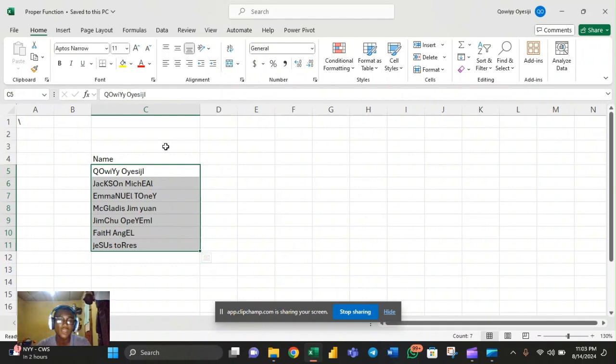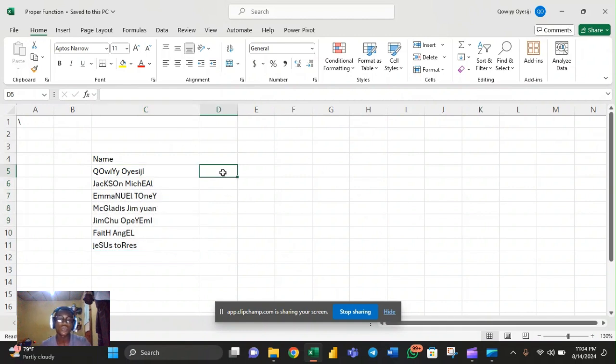A proper noun is the type of noun whose first letter is capitalized, just like our name. We have proper nouns, yes, which was our name. And what happens to our name? That means we have to capitalize the first letter of the word, then every other letter is going to be small letter. So that is the same way the PROPER function works.